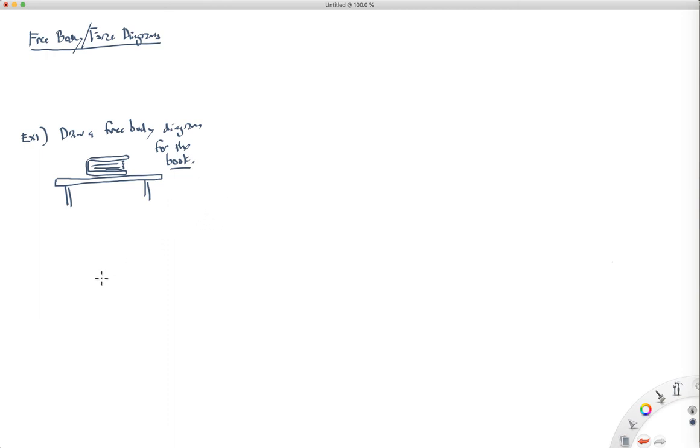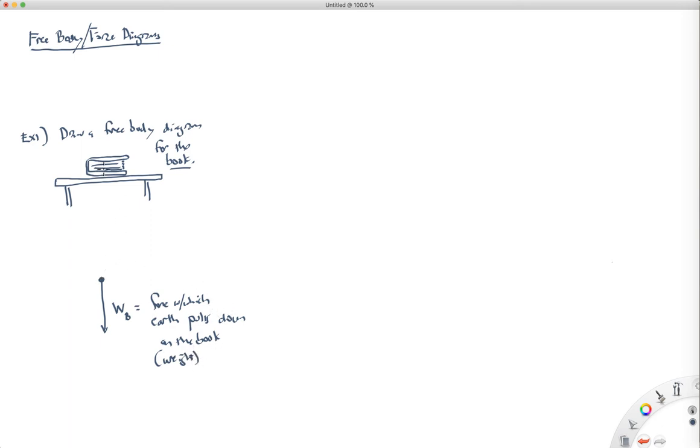Like I said, what you do is you first draw a dot that schematically represents the book, and then we draw an arrow that begins on the dot and points in the direction of each force acting on the book. So the first force that I'm going to draw is the force of gravity. Maybe we'll call this W for the weight of the book. This is the force with which the earth pulls down on the book, also called the weight of the book. That's one force acting on it.